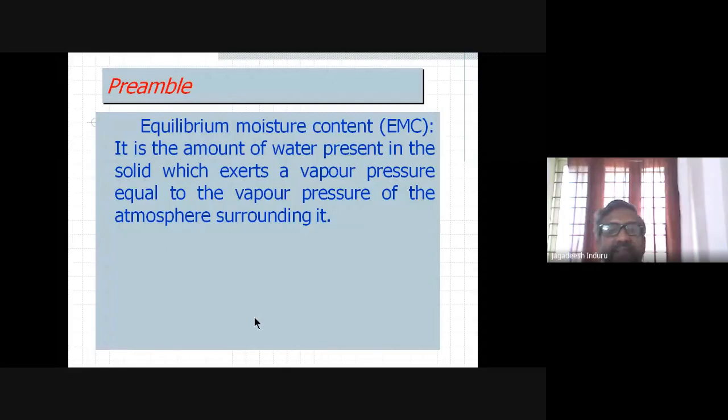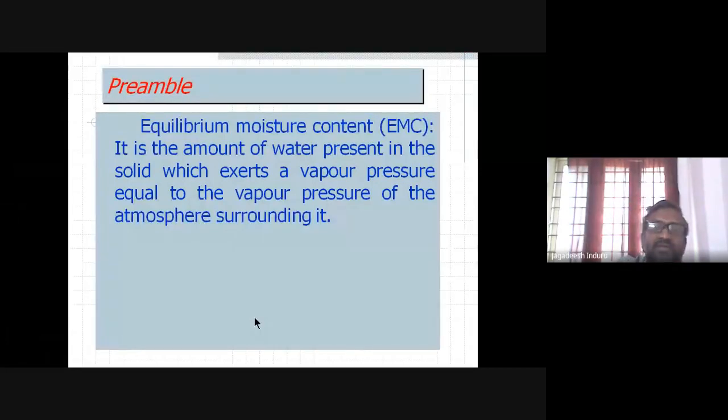It means in our pharmaceutical industry also, when you are drying any material, if that material is exerting a vapor pressure equivalent to the vapor pressure present in the surroundings, then there will not be any drying. If you work for 10 shifts also, you will not get the material dried, because you have reached the EMC. This is what you need to know as a fundamental before going to the drying topic.